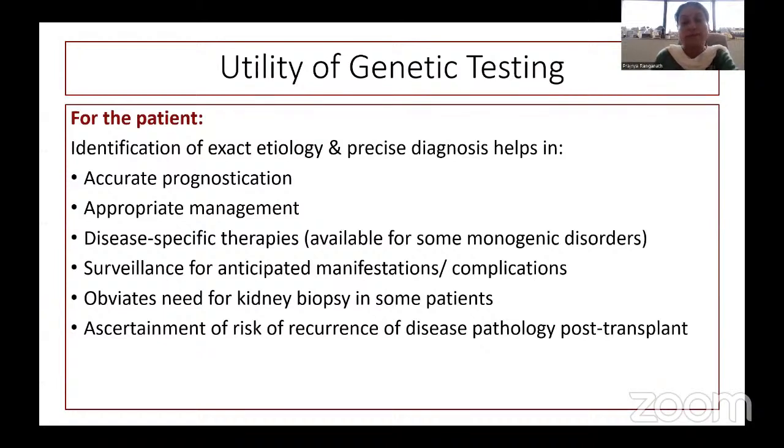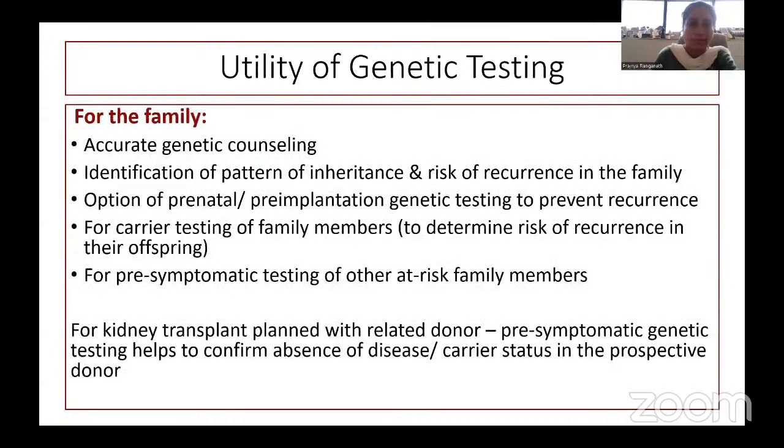And again, once you have a clear diagnosis established through molecular genetic testing, sometimes you can actually do away with the renal biopsy also. And then in addition to all of this, we know that for some genetic disorders, there is a possibility that if the individual goes into end-stage renal disease and if you go for a renal transplant, there may be a risk of recurrence of disease pathology in the transplanted kidney also. So if you know the underlying etiology, you can even predict whether there would be a recurrence of the disease pathology post-transplant.